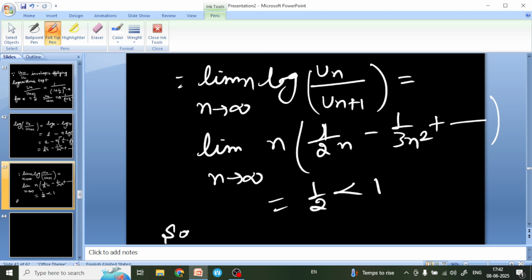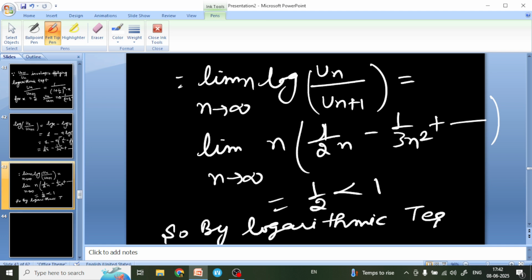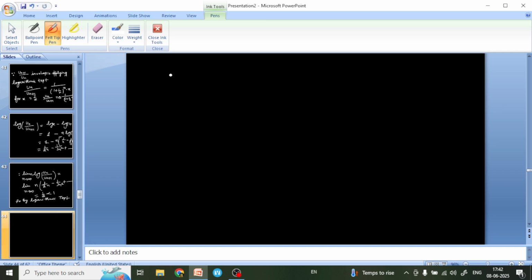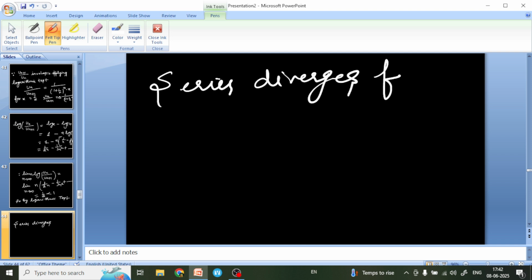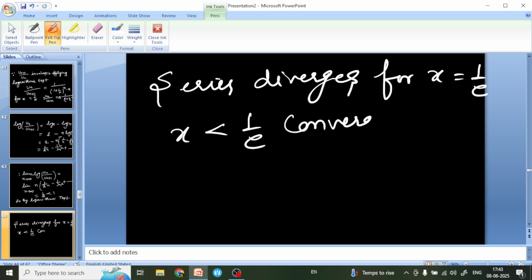So by logarithmic test we can say the series diverges for x equal to 1 by e. Here x less than 1 by e converges, x greater than 1 by e diverges.